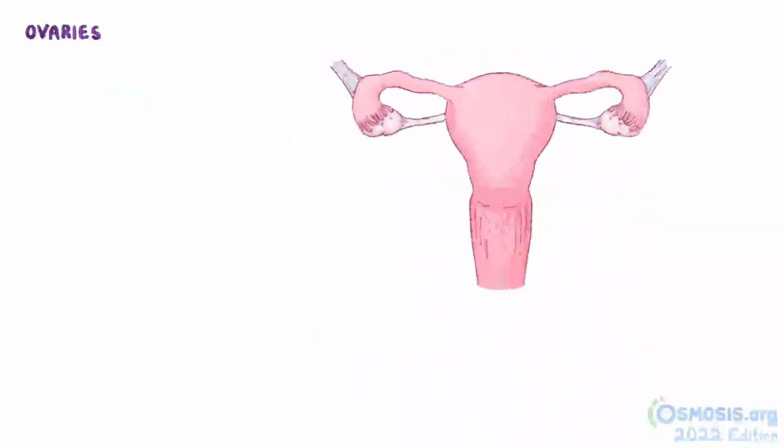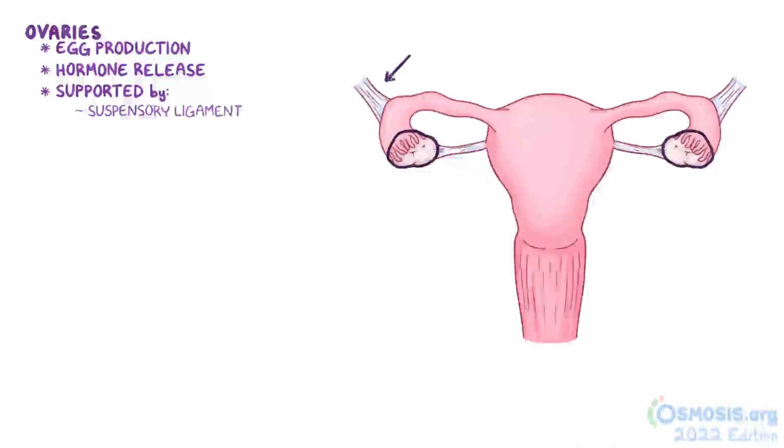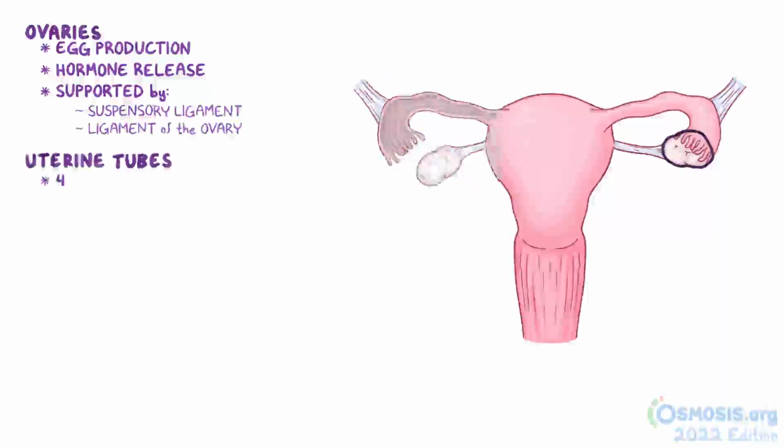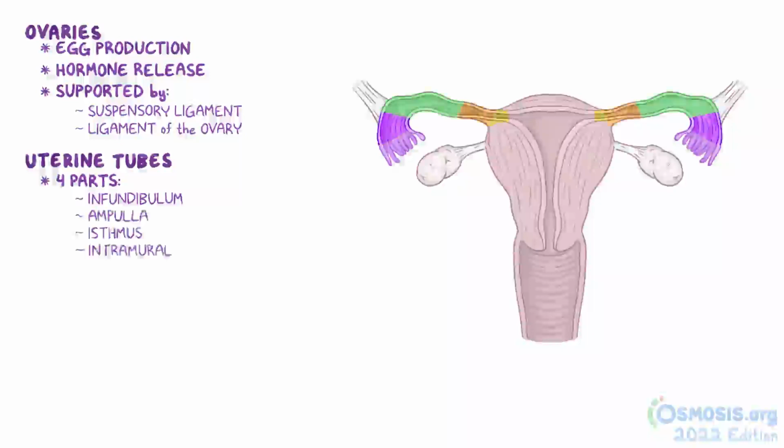The ovaries are the site of egg production and hormone release and are supported by the suspensory ligament that carries the vessels that supply them and the ligament of the ovary. The uterine tubes have 4 parts: the infundibulum with its fimbriae, the ampulla, the isthmus, and the intramural part.